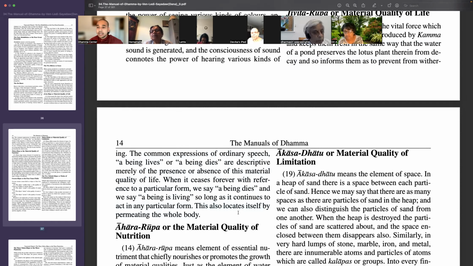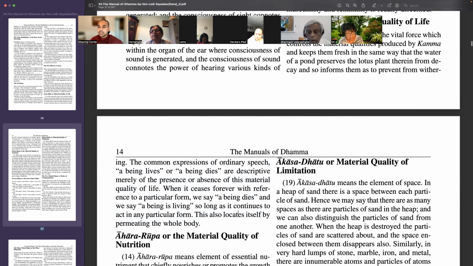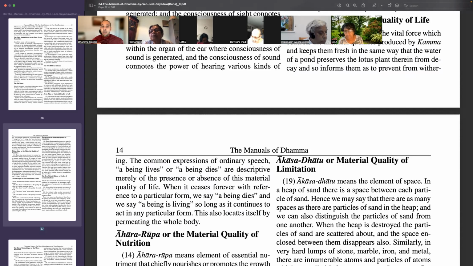Now, is that clear? Does that make sense? I think the examples which have been used also bring out a clear difference between Ahara and Jivita, don't you think? Are you still unsure? Because if you are, I will explain. Damsri, you wanted to say something?